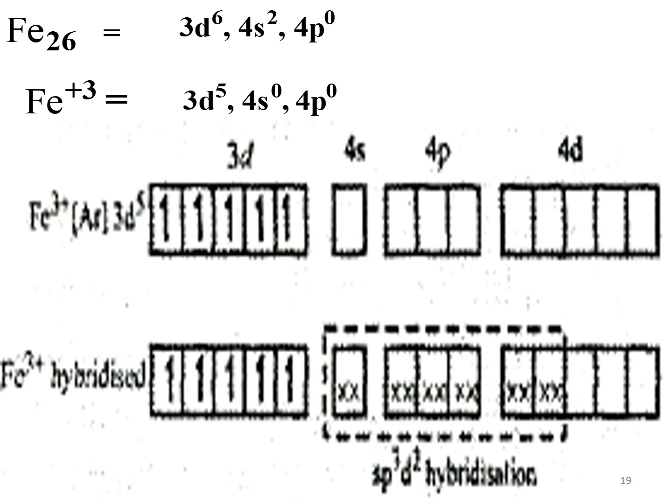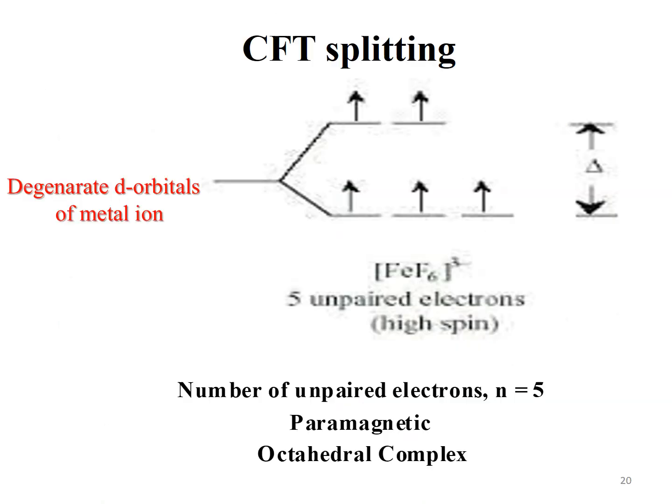The orbitals involved in hybridization are sp3d2. Now the 4d orbital will be involved in hybridization, and the double cross is showing that all of these 6 electron pairs are being donated by chloride ions, and the complex will show its paramagnetic moment equal to 5 unpaired electrons.